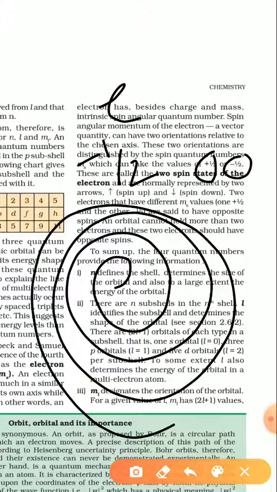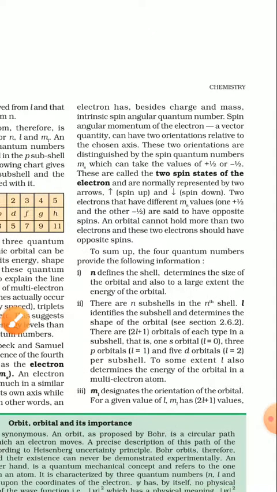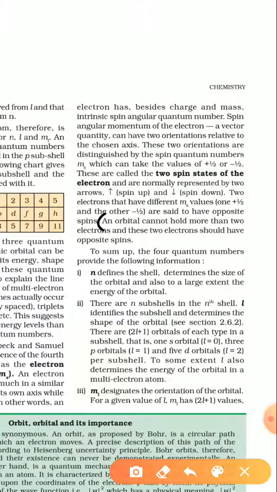Okay, so this shows how the electron actually spins. The most important thing you must consider: an orbital will not hold more than two electrons, and these two electrons should have opposite spin. One orbital will have only and only two electrons.